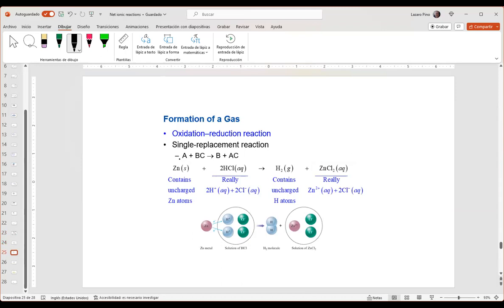Well, the other process that is important for us is the formation of a gas. The result of a reaction is a gas released. For example, when we have a metal and an acid, always hydrogen will be released. Then in the reaction between a metal and a strong or weak acid, one of the products will be hydrogen. Hydrogen is a gas. This is another type of reaction.